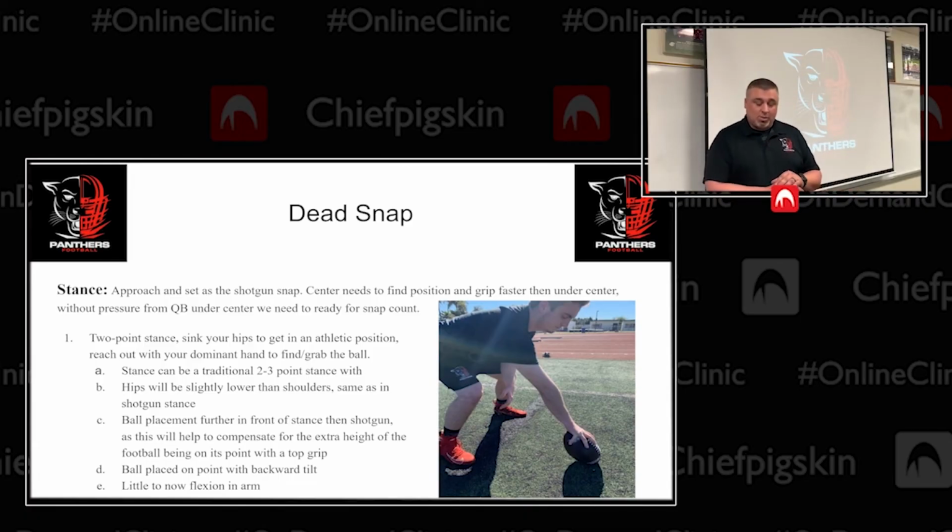Hips will be slightly lower than the shoulders, same as the shotgun snap. Ball placement is further out front than the shotgun snap. So we'd been talking with the ball lining up with the nose, with the back point of the ball. This time we're actually gonna have that point pushed out further toward the front of the forehead a little bit. The ball placement further in front of the stance, compared with a shotgun, helps compensate for the height of the center. When we have that ball up on point, we're raising that ball up from here to here, so it's lifting us up 3 or 4 inches. And again, 3 to 4 inches in our game makes a huge difference up front. And we want little to no flexion in the arm.